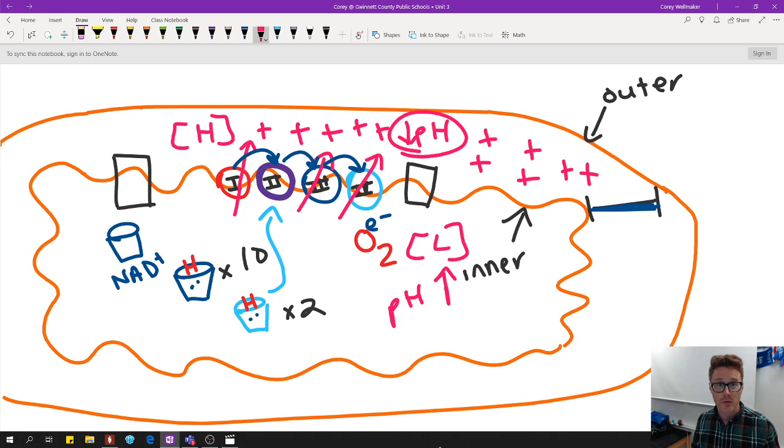So where do the hydrogen ions want to go? Look at this picture and see if you can figure out, where do the hydrogen ions want to go? We're going to talk about where they go in the next video, and we're going to talk about how the mitochondrion uses this gradient to do work.